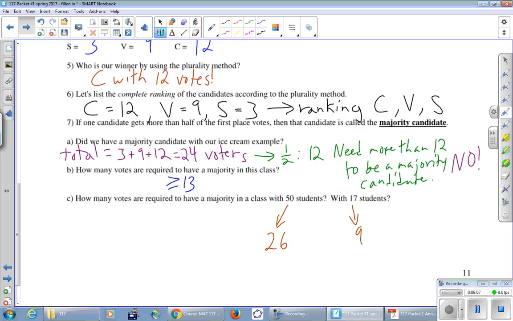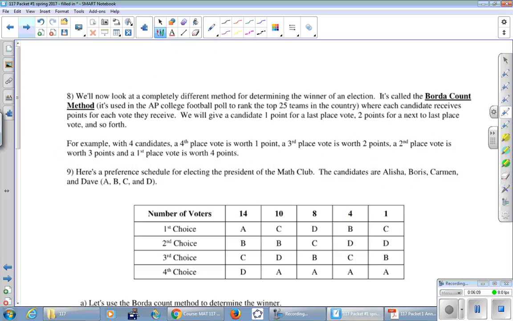Okay, next page. We'll now look at a completely different method for determining the winner of an election. It's called the Borda count method. It's used in the AP College Football Poll to rank the top 25 teams in the country, where each candidate receives points for each vote they receive.